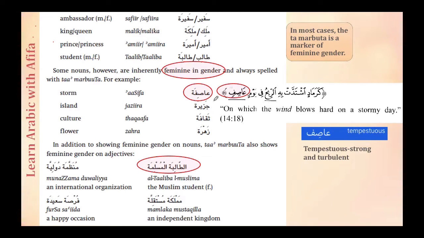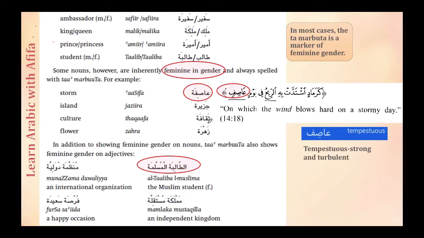There are certain words which are always feminine in gender and always spelled with a ta marbuta. These are also easy to identify because they will always be spelled with a ta marbuta. For example, zahratun, this is flower. You will know that this is feminine because the word itself carries a ta marbuta. You cannot just remove the ta and make it masculine. This word is always going to come in this shape.